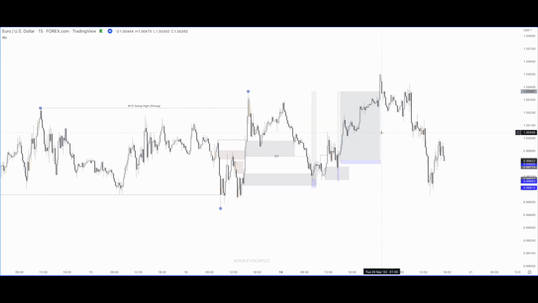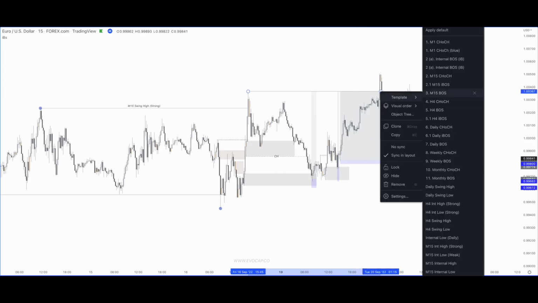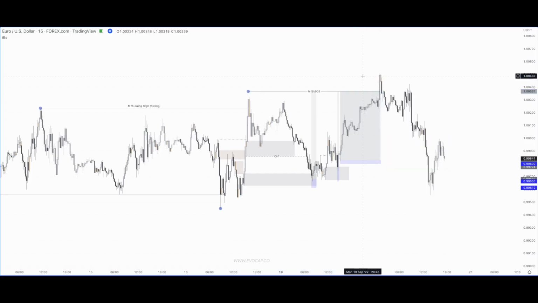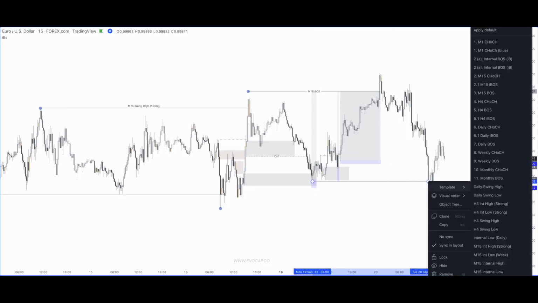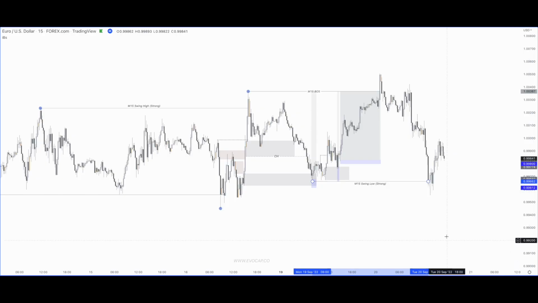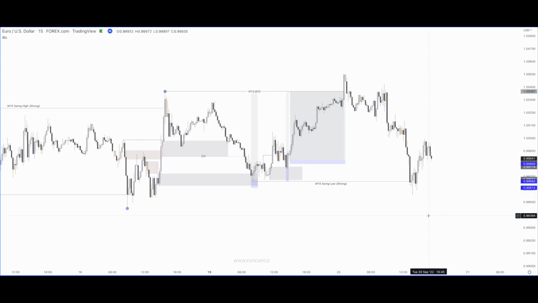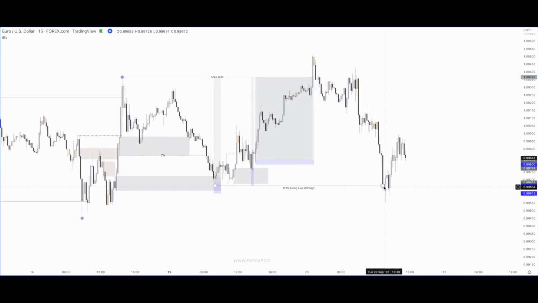so just get rid of that. The M15, as we know, broke this high, okay? So it was an M15 break of swing structure. So this low here would have been our strong M15 swing low. So let me just mark that out. M15 swing low, okay. And as you can see, the M15 then switched bearish, right?